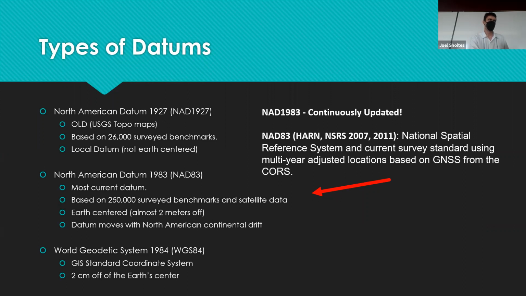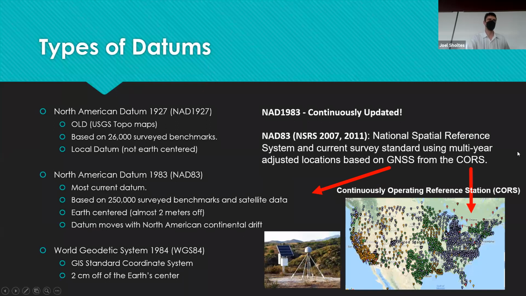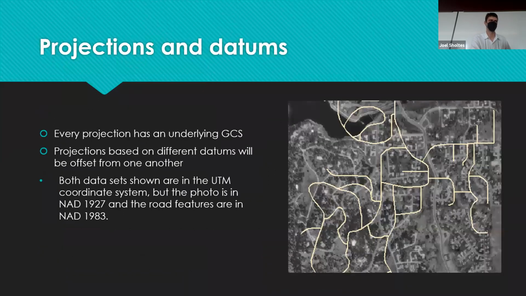There are a bunch of projections that reference this. We'll talk about that later for GPS. Here are what are called continuously operating reference stations across North America. These are GPS antennas that are permanently installed, tracking the movement of the continent over time and giving us a really accurate representation of where this particular point is.